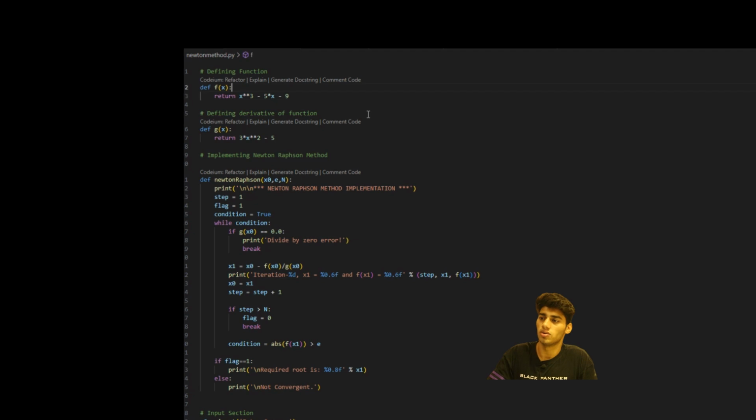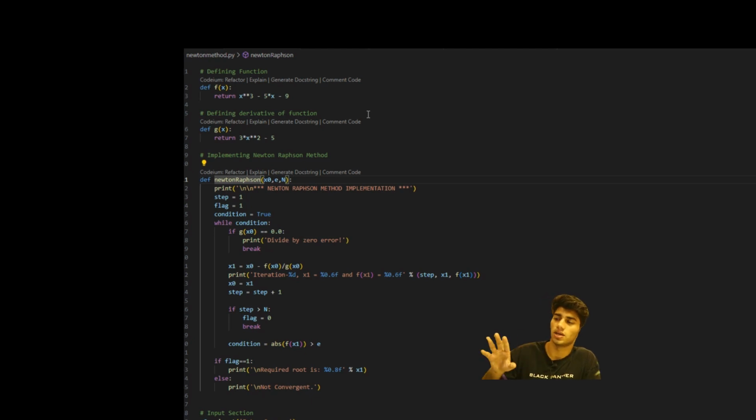So first of all, we have a function here, f of x, which is taking the equation, which is x cubed minus 5x minus 9. Then we have a function g of x, which is returning the derivative of this equation we have here. Now we have a function here, Newton-Raphson method, which is taking three things as input: x naught, e, and n.